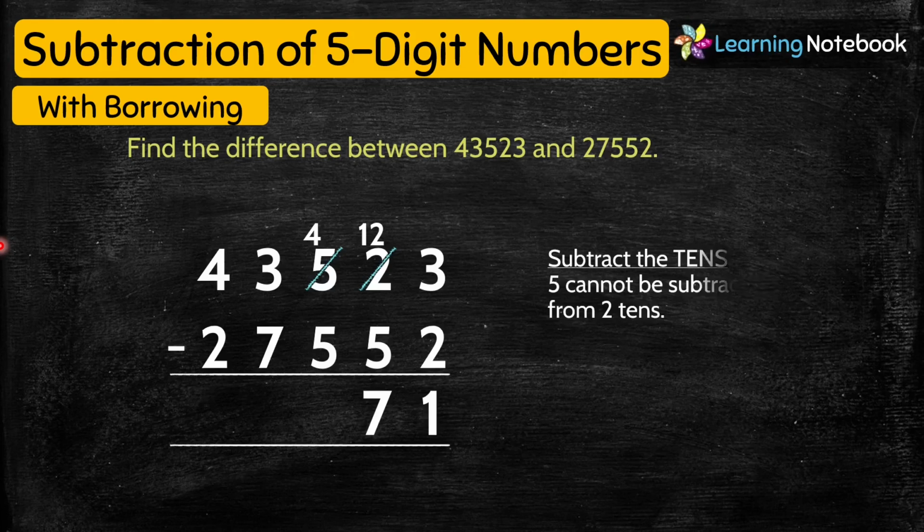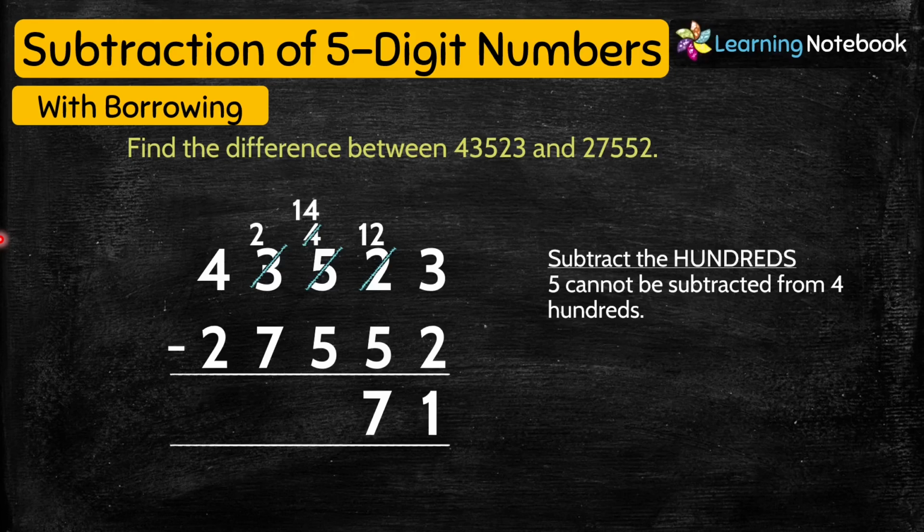Let's move to hundreds place. But again, 4 is weaker than 5. So 4 will borrow from thousands place. So 3 becomes 2 and 4 becomes 14. And 14 minus 5 equals 9.